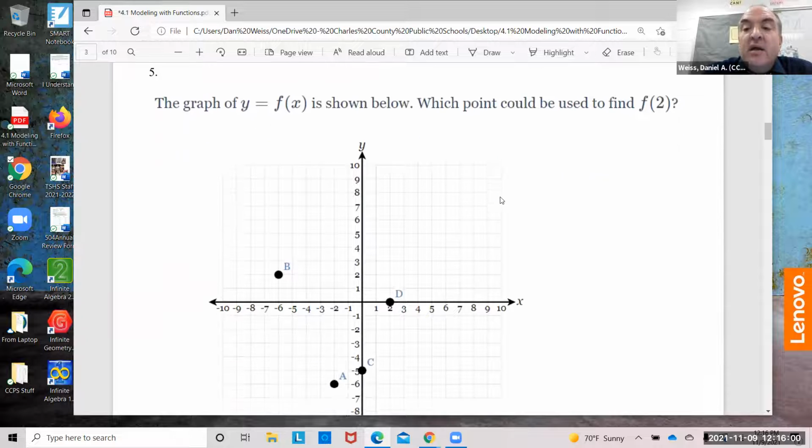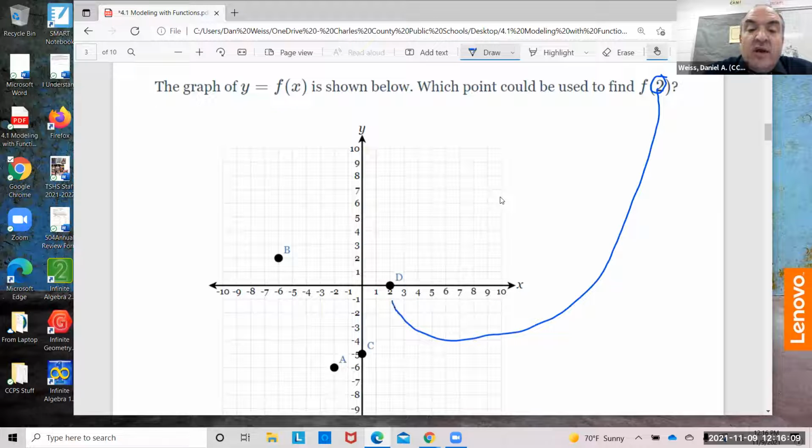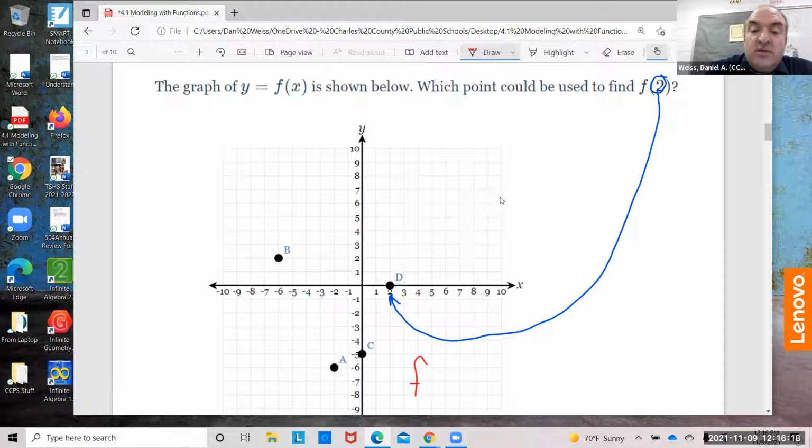Next, f of 2 means instead of x, we're looking for 2 specifically. When x is 2, what's f of x? All right. F of 2 is where y, or f of x, is 0, right? Because this here is 0 on the x and the y. Okay. There you go.